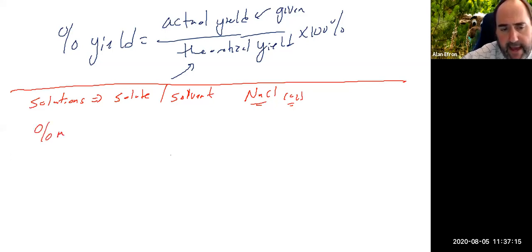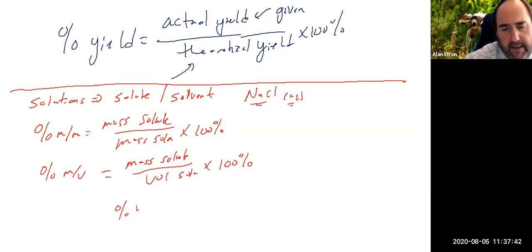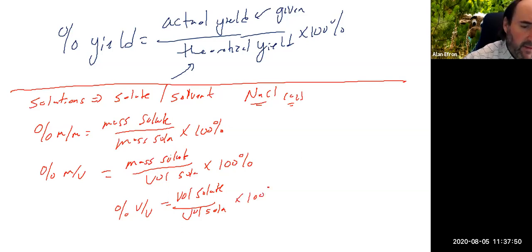We saw percent mass to mass, which is the mass of the solute divided by the mass of the solution times 100%. There is also percent mass to volume, which is the mass of the solute divided by the volume of solution times 100%. And there was percent volume to volume, which was the volume of solute divided by the volume of solution times 100%.